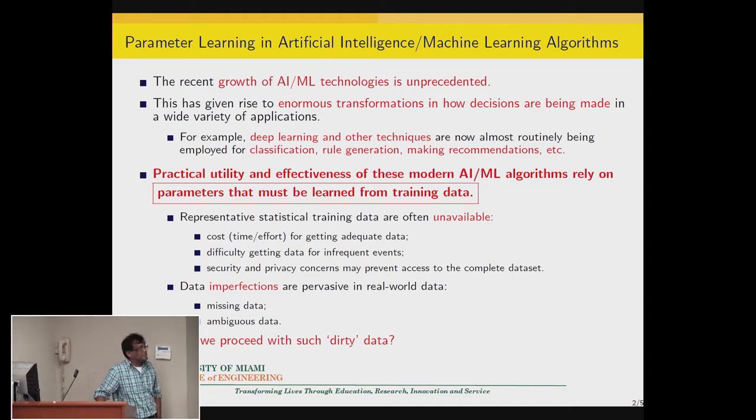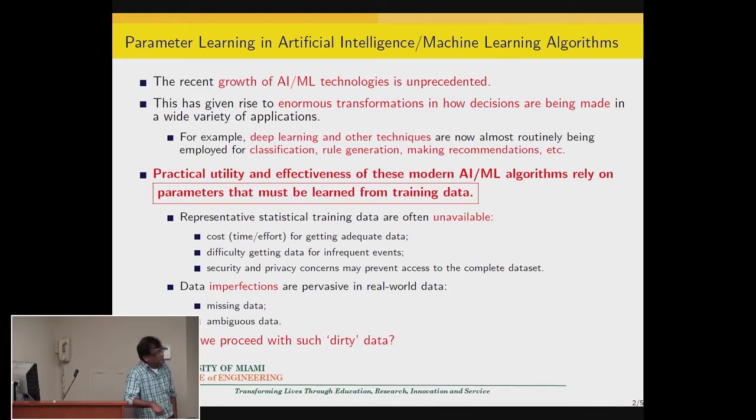The problem, of course, is that representative statistical training data are often unavailable. There are reasons for that. One is cost, could be in terms of time or effort for getting adequate data, or it's difficult to get data for infrequent events, rare events, or sometimes you are not given the data because of security and privacy concerns, right, in medical data, for example.